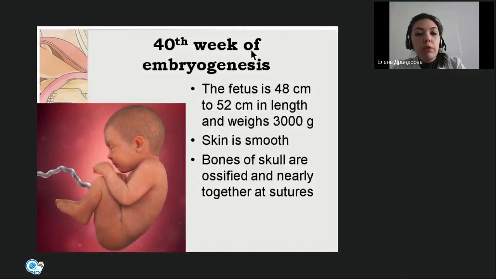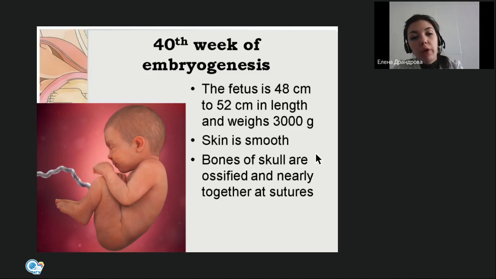And on the 40th week of embryogenesis, the fetus is 48 to 52 centimeters in length, and its weight is 3,000 grams. Actually, nowadays, due to a wrong diet of the woman, fetuses are even larger. They can weigh 3.2, 3.6, 3.8 kilos. But 4 kilos is too much. If the fetus weighs 4 kilos, he is named a large fetus. And in this case, cesarean section is indicated because he will not be able to pass through the pelvis of the woman. Skin is smooth because there is much subcutaneous fat.